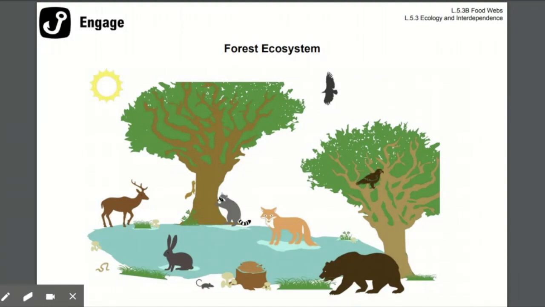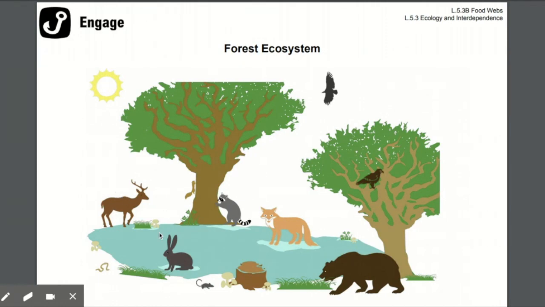Animals cannot create their own food and must find other organisms to eat to gain energy, so they are consumers. The deer, the rabbit, the squirrel, the raccoon, the fox, the bear, all of the animals are consumers. They have to eat. They do not make their own food. Animals that eat plants, like this rabbit eats plants, this mouse eats plants, this deer eats plants.